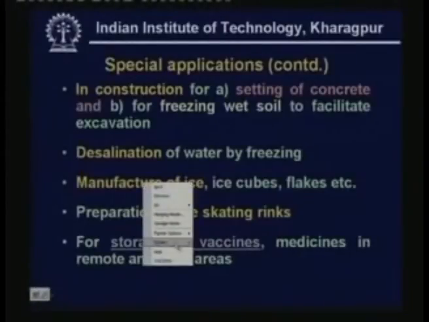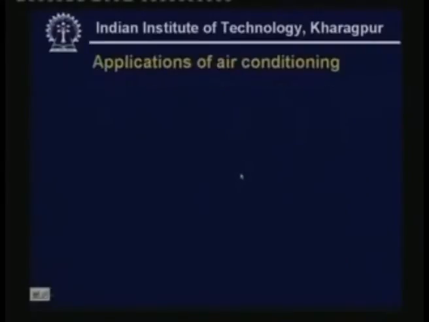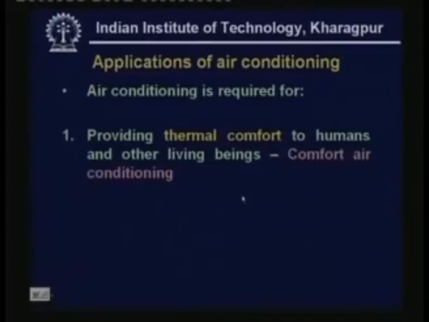Now let us look at applications of air conditioning. So air conditioning is basically required for two purposes. One, the very important application of air conditioning is in the area of what is known as comfort air conditioning, and the second application of air conditioning is for industrial applications. And what is the purpose of comfort air conditioning?